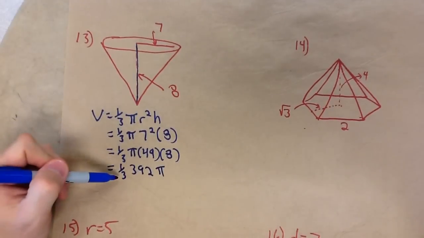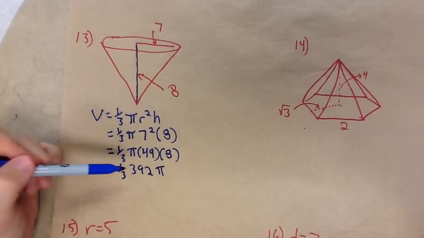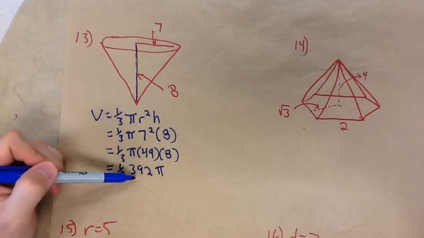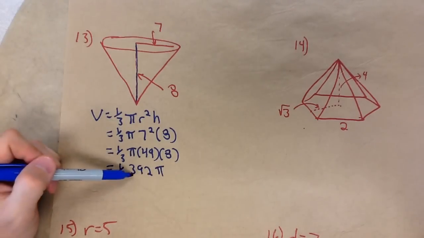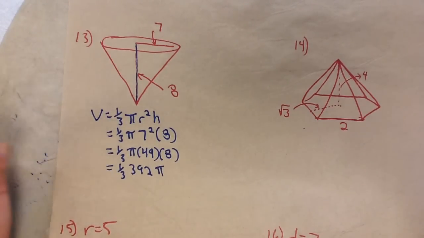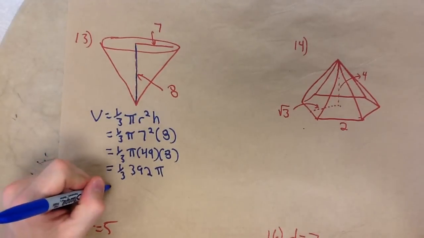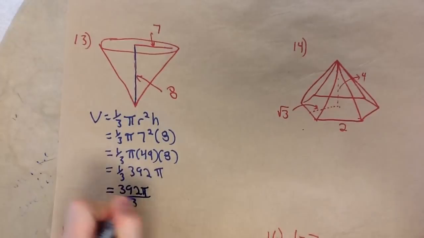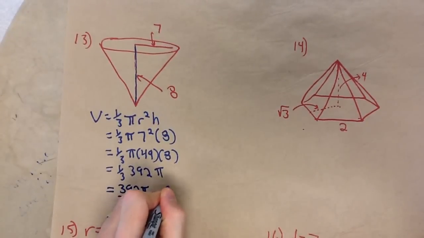Now I want to see if I can divide that by 3 nicely, and I can't. One quick way I can check is to see if it's divisible by 3. 392 is not, because if I add up the digits here, 3, 9, and 2 add up to 14. 14 is not divisible by 3, so 392 is not divisible by 3. So the nice way to write it would be 392 pi over 3 units cubed.